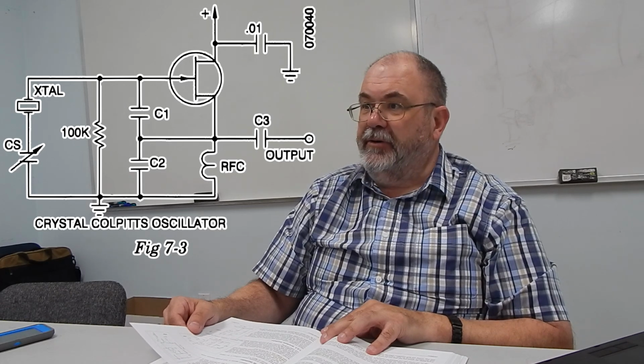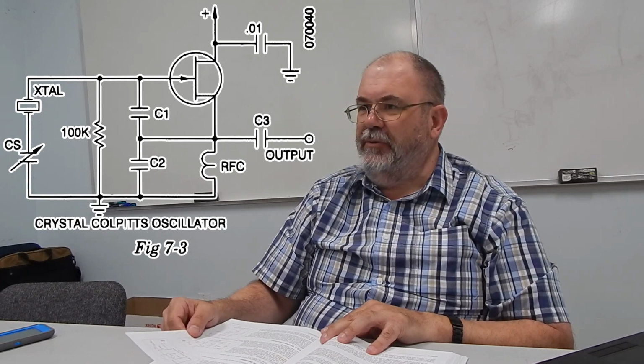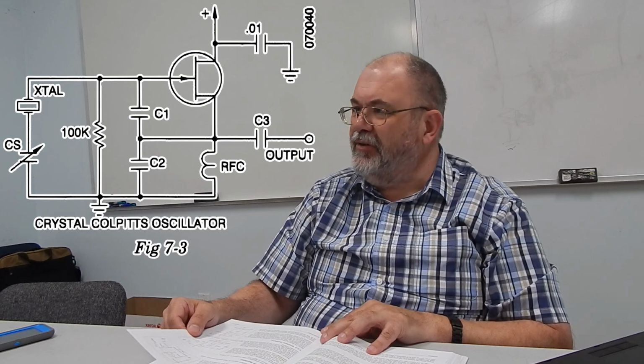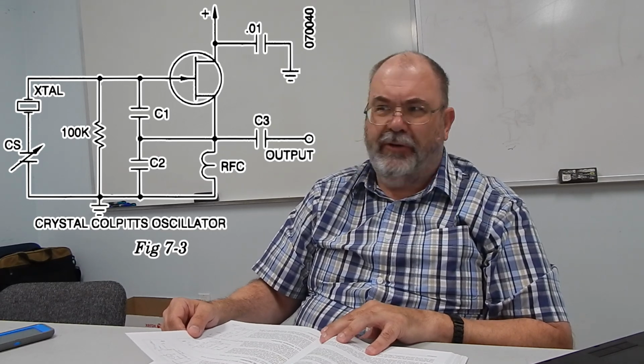So the Colpitts oscillator uses that split capacitor, they call it a split capacitive divider, to achieve the feedback path. Really the difference in these circuits is how the feedback path works. They all have positive feedback, it's just that every one decides that this one is better than the other one.